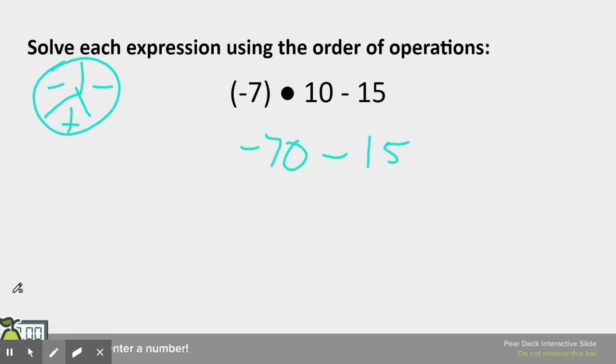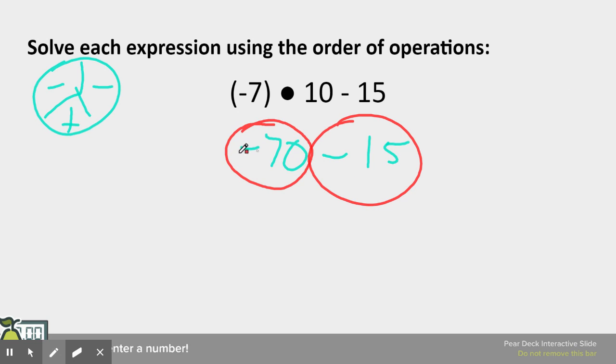All right, so what I've noticed in class is we get this first step right. We see a negative times a positive, and we have a negative, so negative 70. What is giving us issues is this right here, the minus 15, okay? Remember, I can't turn this into a plus unless there is another negative right here. So if you got negative 55 as your answer, that's what you were trying to do. I can't do a model because this is not addition. So our advice would be to draw your circles.